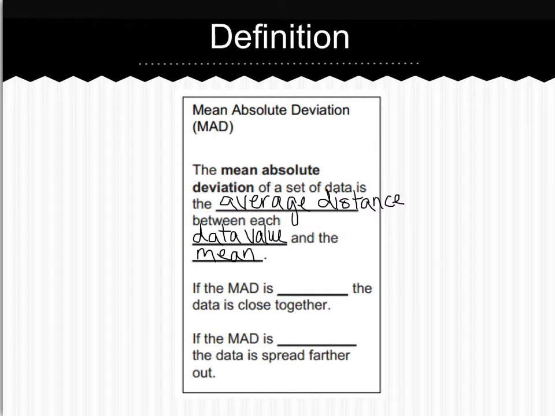If the MAD, or mean absolute deviation, is small, the data is close together. If the mean absolute deviation is large, the data is spread farther apart. For instance, if your test scores have a small MAD, that means your score values are closer together. If your mean absolute deviation is a large number, that means your test scores are far apart.